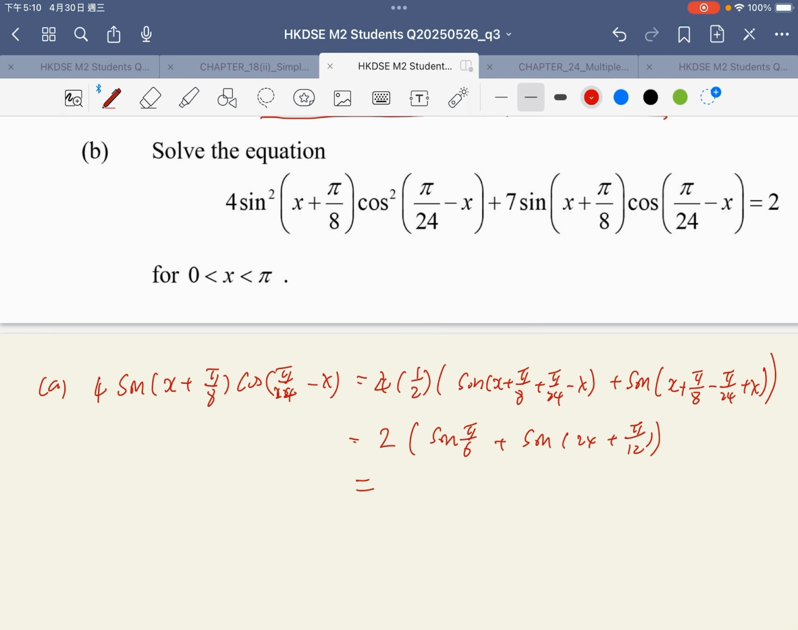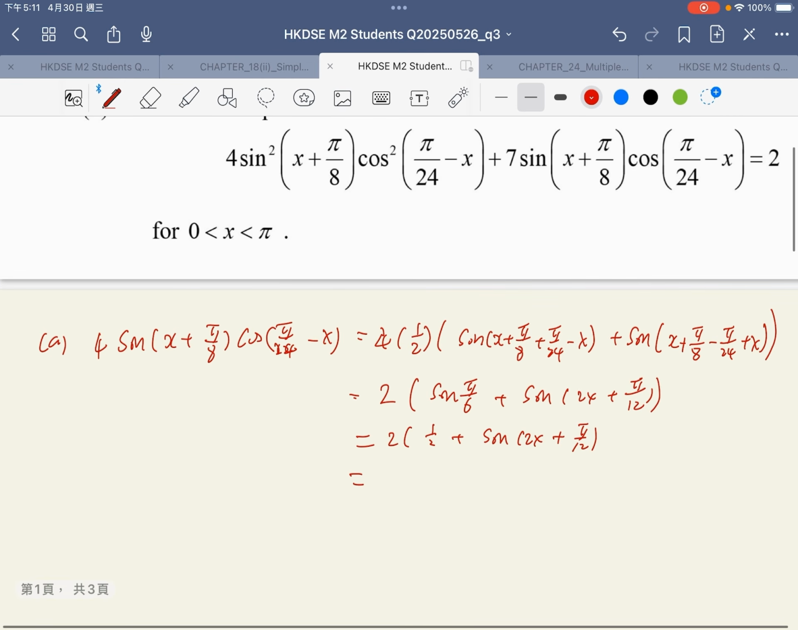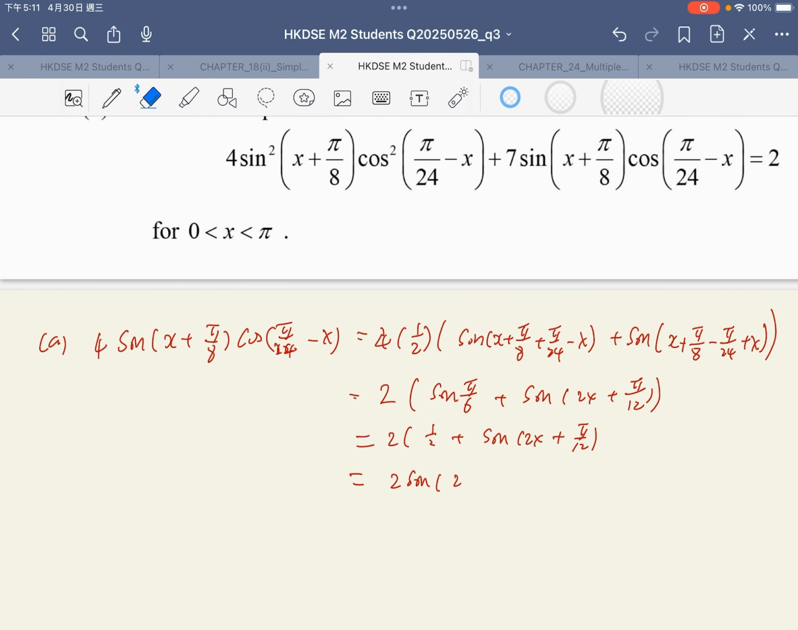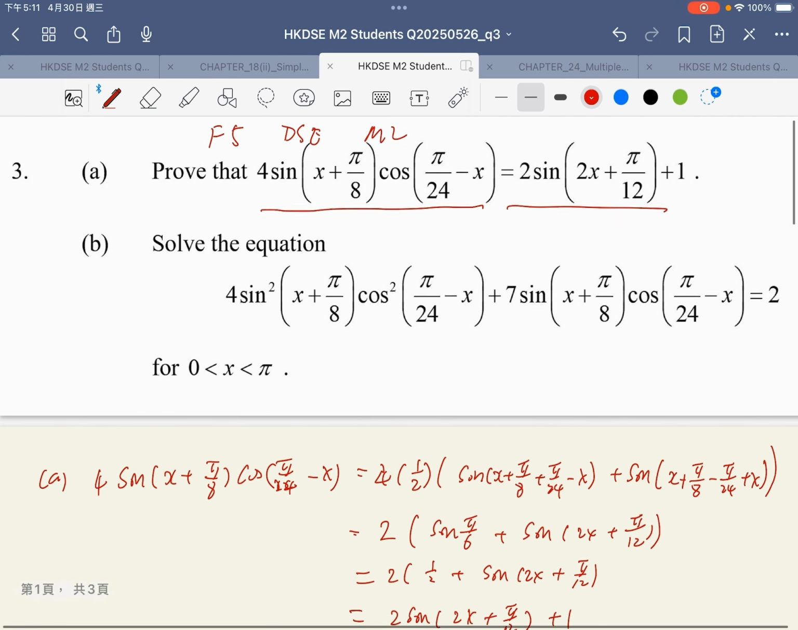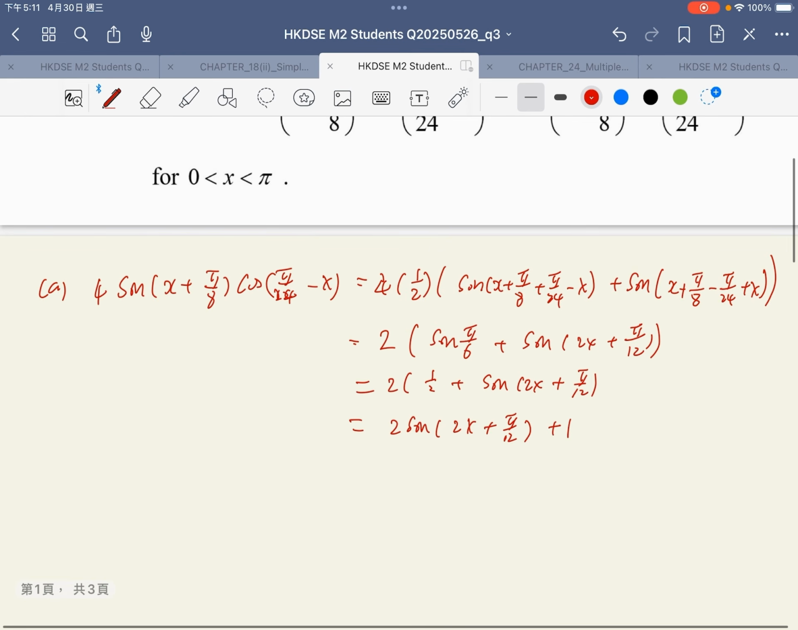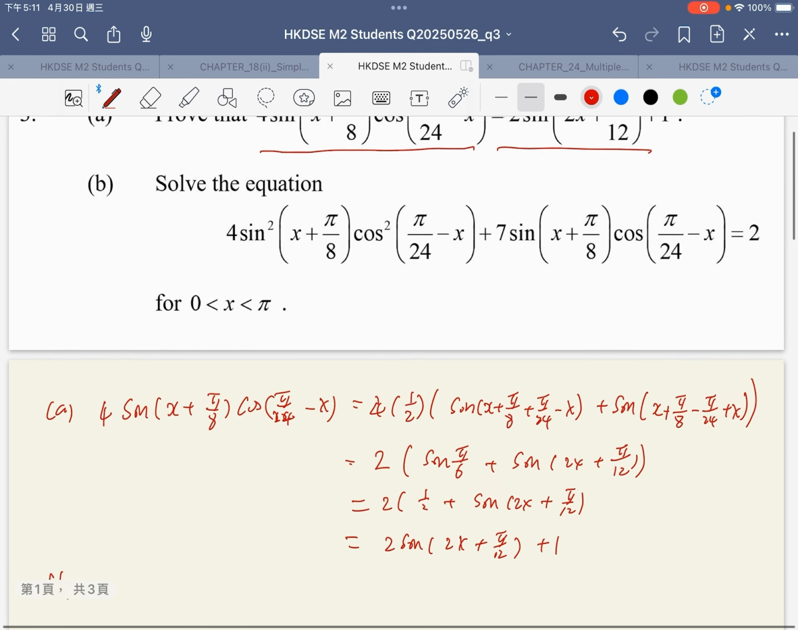And then sine pi over 6 is 1 over 2. Then expand the 2 into the factor. Then we have 2 sine(2x plus pi over 12) plus 1. That is the identity for part A.